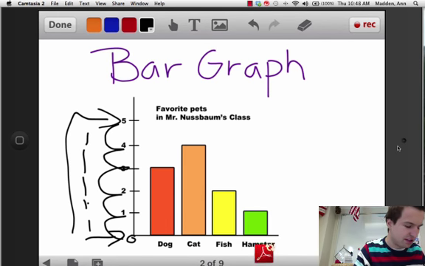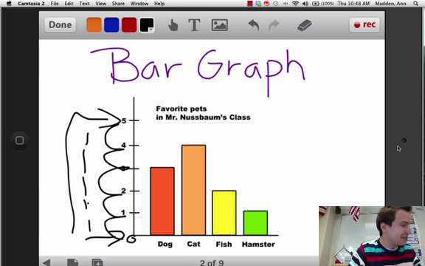Let's move on. Look at another example. Let's read our graph here: Favorite pets in Mr. Nussbaum's class. I don't know Mr. Nussbaum. But apparently, there are 4 people that like cats, 3 that like dogs, 2 that like fish, and 1 that likes hamsters. I wonder what this class bar graph would look like.